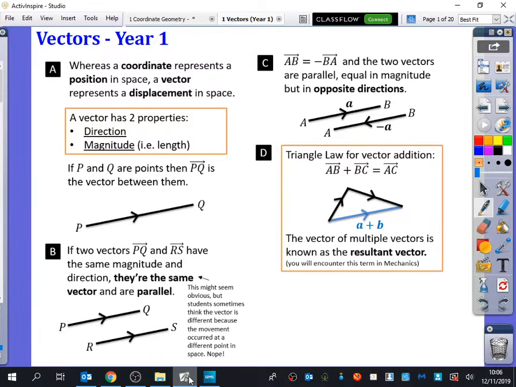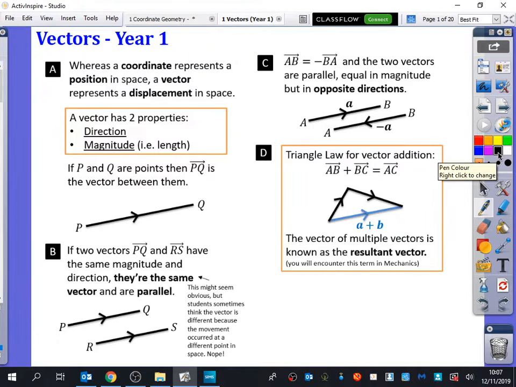Okay, so with vectors, this happens in year 1. You will come across vectors again in year 2, when you're doing year 13 vectors. So these ideas will be revisited, but they will be extended and made trickier. So it's important that we remember as much as we can from this, ready for year 13 as well, okay?